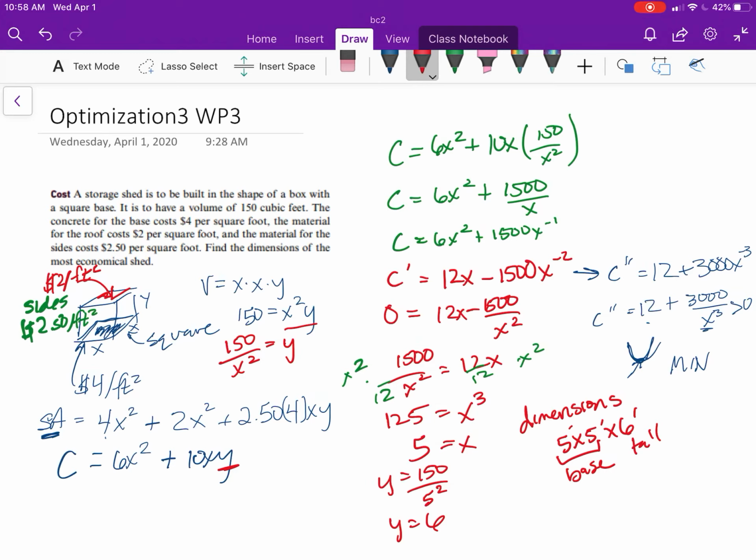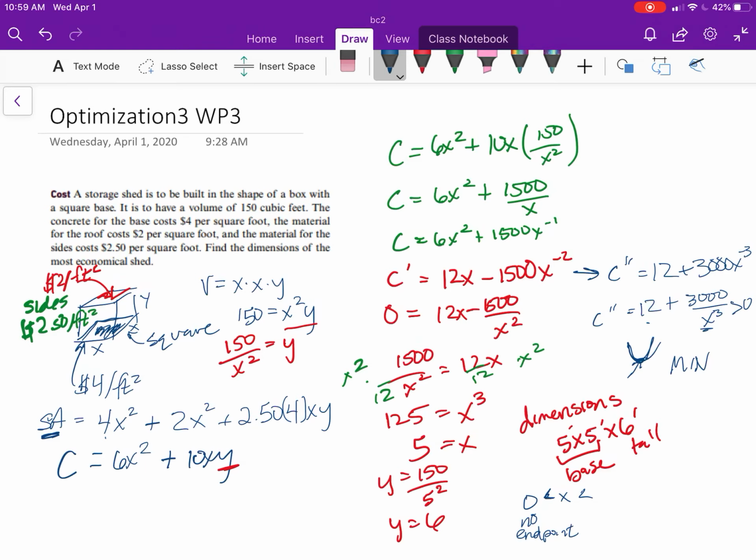Now, endpoints. This is a weird one, but you should always think about endpoints. There are no restrictions, right? So like the base, it could go all the way down to 0, but it can't be 0 because then I wouldn't have any length. So this does not have an endpoint. And then there is no restriction for the largest it could be, right?